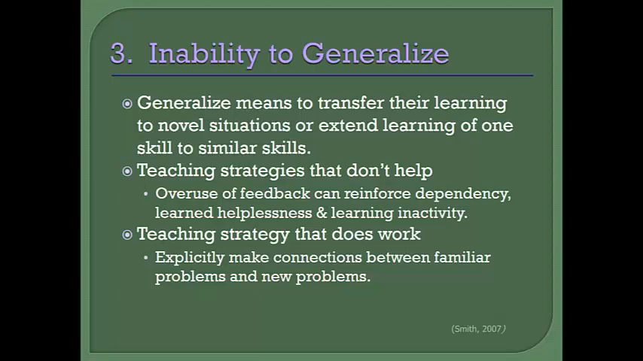3. Inability to generalize. Generalize means to transfer their learning to novel situations or extend learning of one skill to similar skills. Teaching strategies that don't help: overuse of feedback, which can reinforce dependency, learned helplessness, and learning inactivity. Teaching strategy that does work: explicitly make connections between familiar problems and new problems.